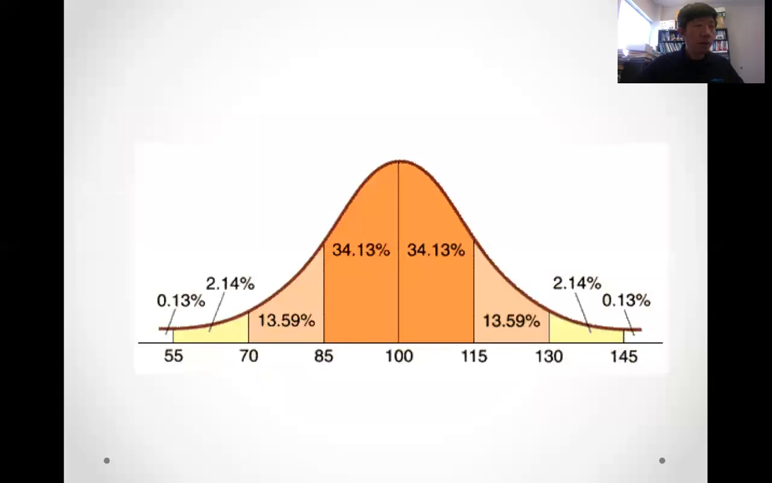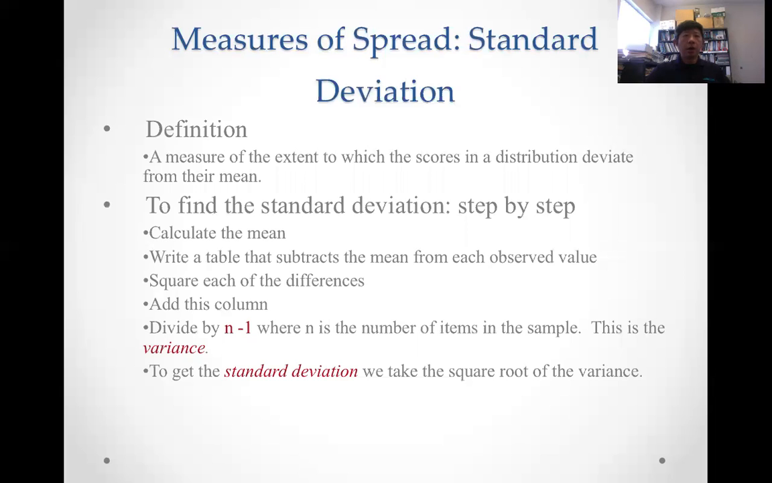So now I'm gonna move on to a measure of spread, which is the standard deviation. Now the definition: a measure of the extent to which the scores in a distribution deviate from their mean. Okay. So here are the steps to find the standard deviation.